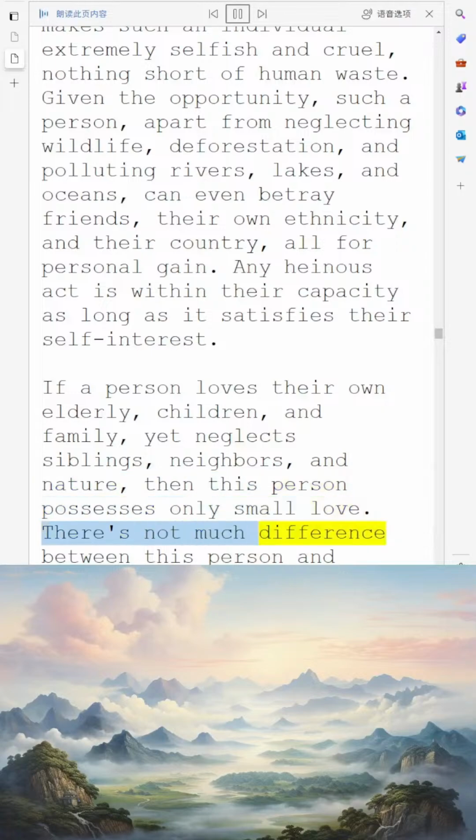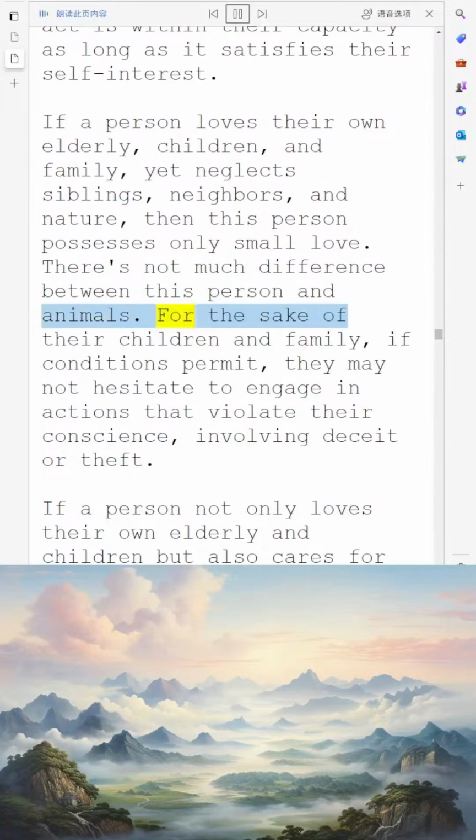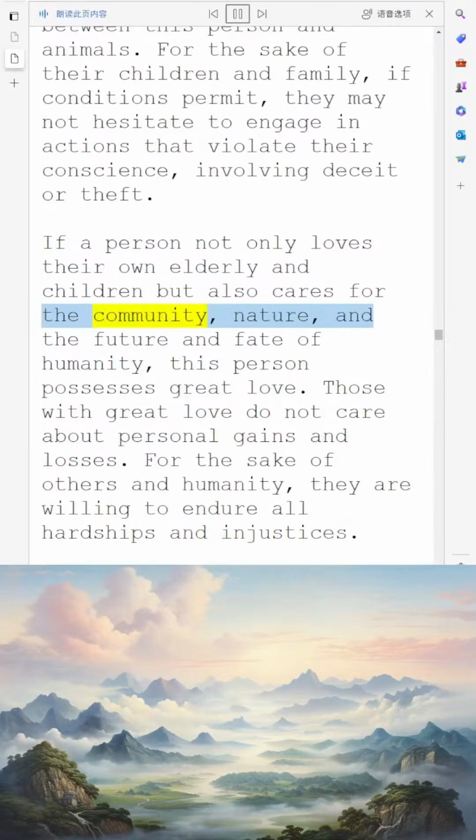There's not much difference between this person and animals. For the sake of their children and family, if conditions permit, they may not hesitate to engage in actions that violate their conscience, involving deceit or theft. If a person not only loves their own elderly and children, but also cares for the community, nature, and the future and fate of humanity, this person possesses great love.